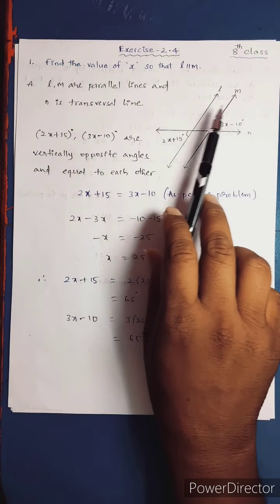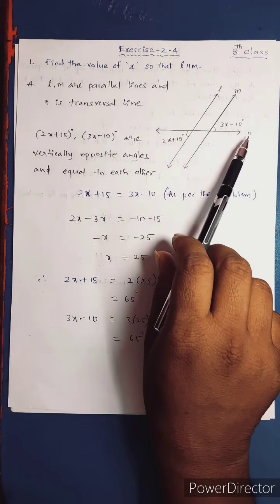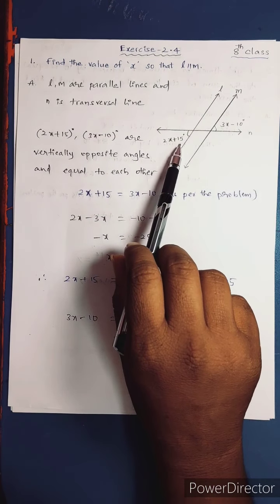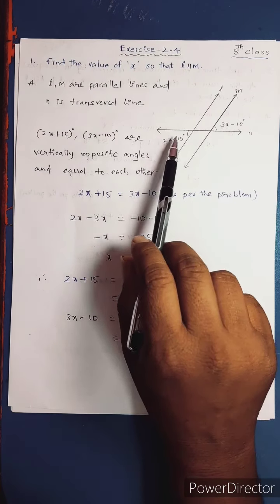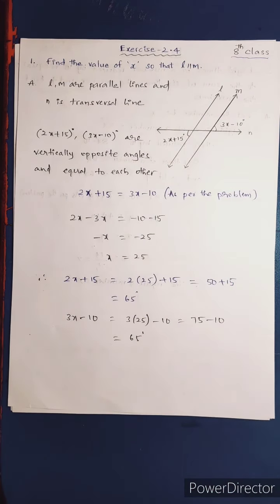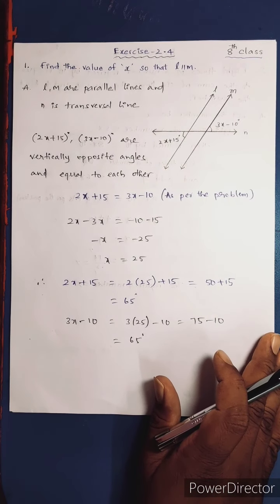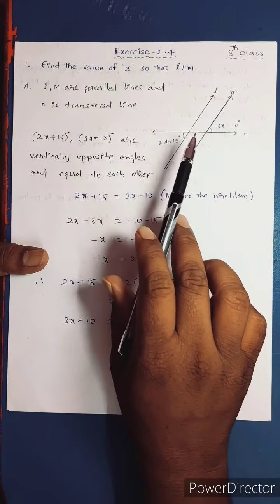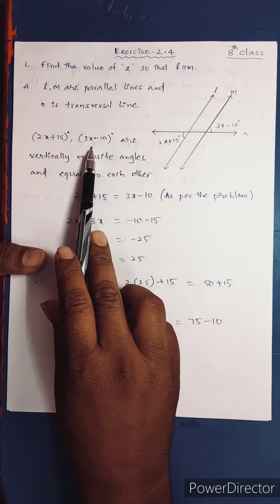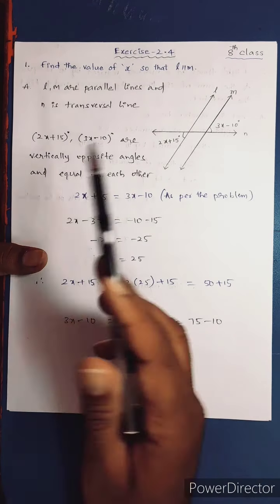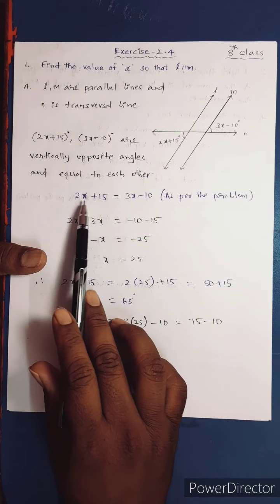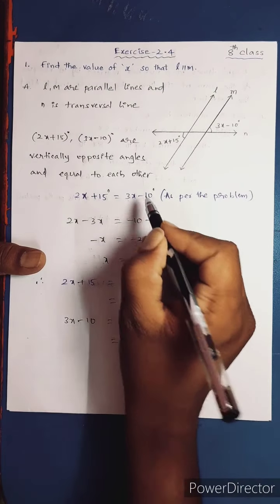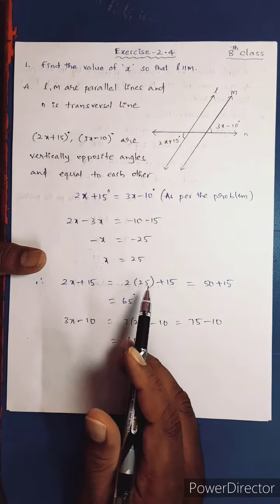Now here L and M are parallel lines. Then automatically this N is a transversal line. 2x plus 15 degrees, 3x minus 10 degrees. These two angles are vertically opposite angles. Actually both these are acute angles. So all acute angles are equal in this condition. 2x plus 15 and 3x minus 10 are vertically opposite angles and equal to each other. Now 2x plus 15 is equal to 3x minus 10 degrees. Both are the same, using this diagram as per the problem.